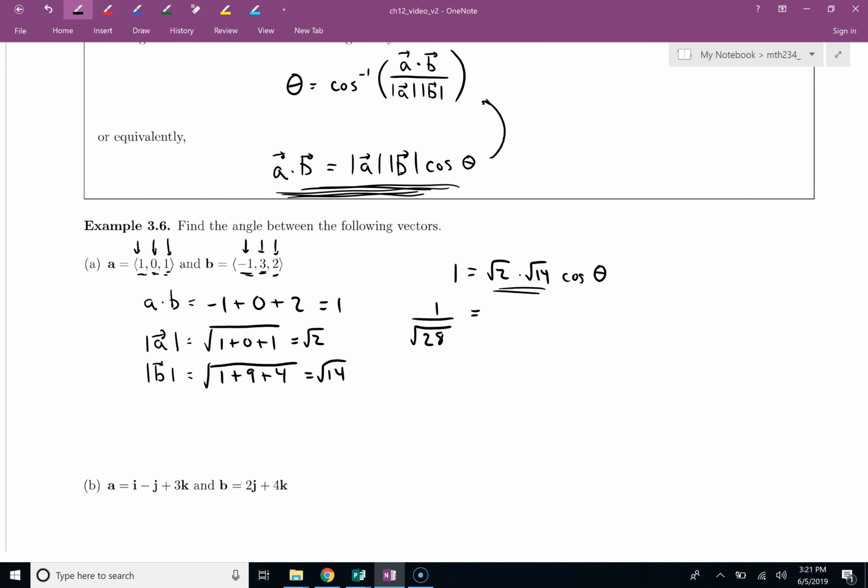Notice I divided that because I'm interested in solving for theta here. What is that angle? My last step would be just to take the arc cosine, or the cosine inverse, on both sides, and we'd have cosine inverse of 1 divided by root 28. And this right here would be my final answer. I know it's not a very satisfying final answer, but this is as much as we can do without a calculator.